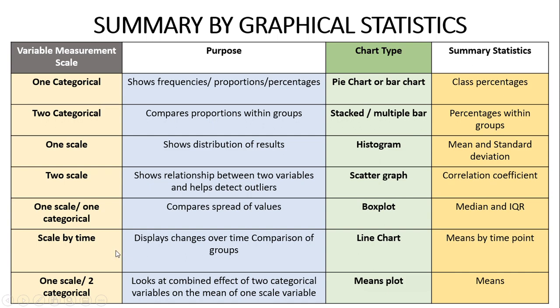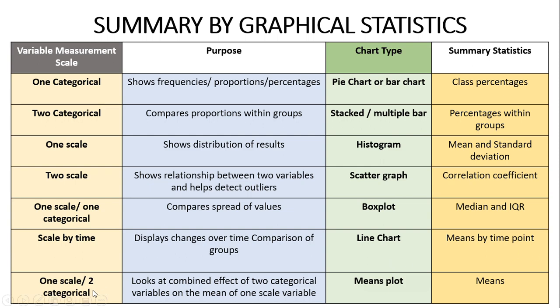If you want to show your data on a scale of time, and this is data which is in ratio form or a time series form, then you can use a line chart, where you could show the comparison over time of two different variables. Here the mean over time can be used for summary statistics.